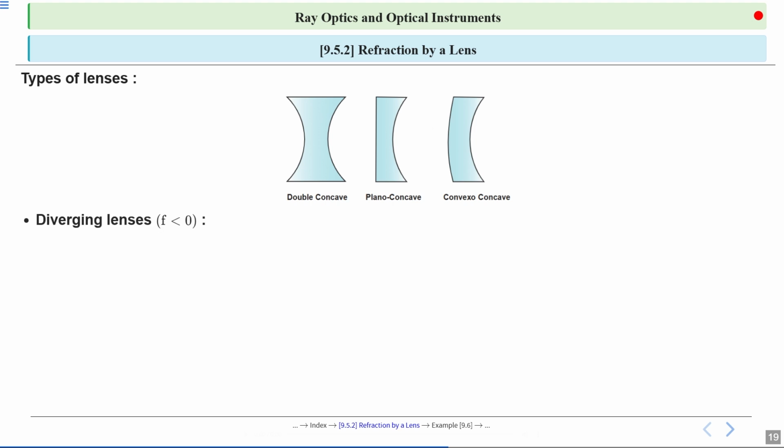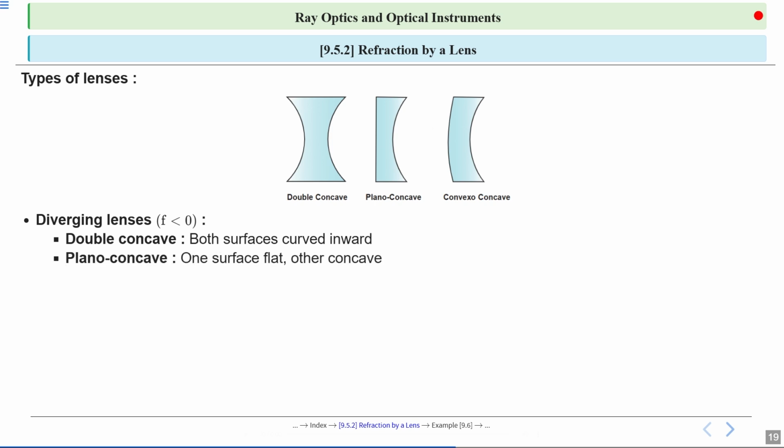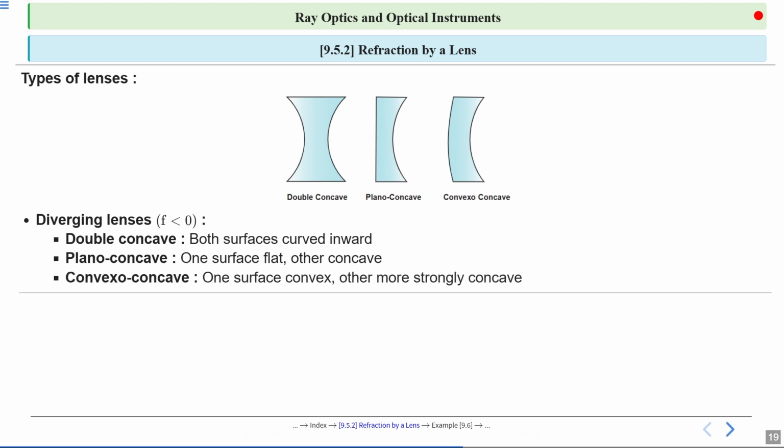These are diverging lenses, so for a concave lens, focal length is negative, less than 0. Double concave: both surfaces curved inwards. Plano concave: one surface flat, the other concave. And convexo concave: one surface convex and the other more strongly concave. You can see the other surface is more curved, so that means it is more strongly concave.